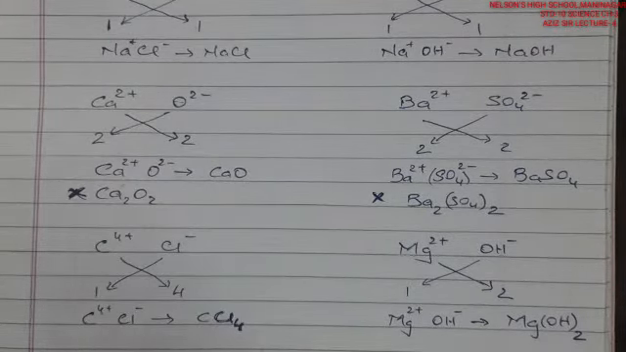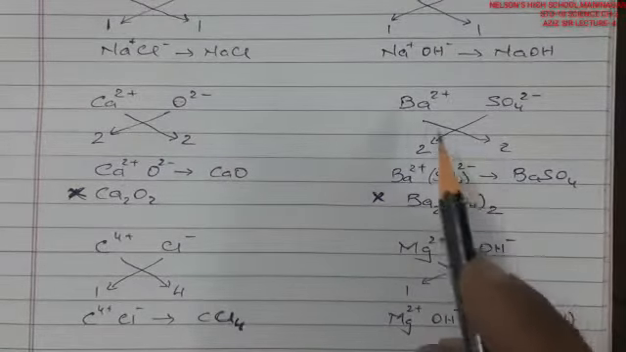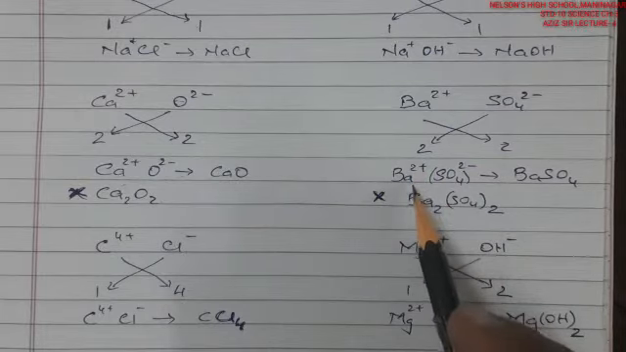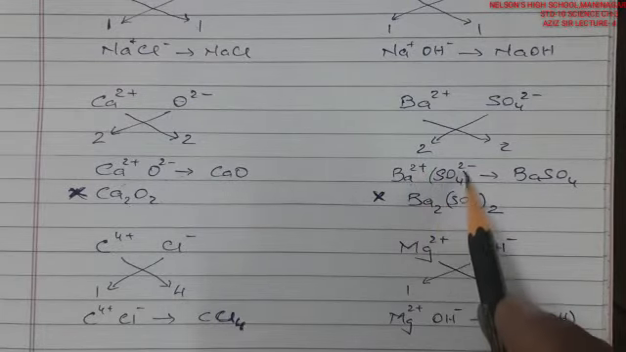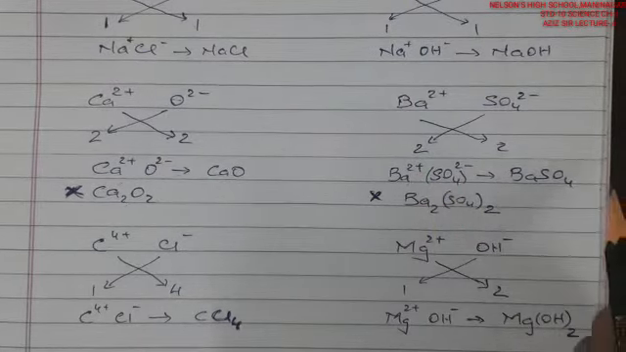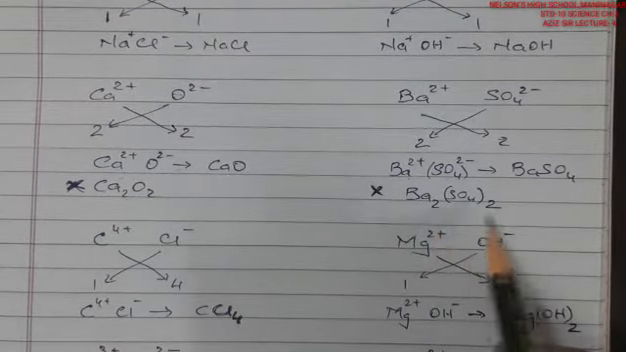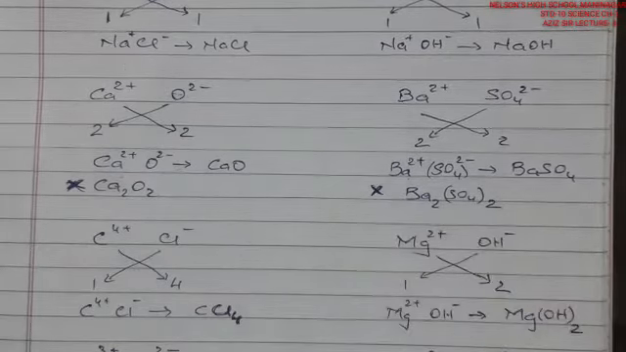In the same way here, barium 2+ gives you 2 valency and SO4 2- gives you 2 valency. So Ba2+ and SO4 2- gives you BaSO4. Fine, it does not give you Ba2(SO4)2. Don't write it this way. This is the correct method of writing.